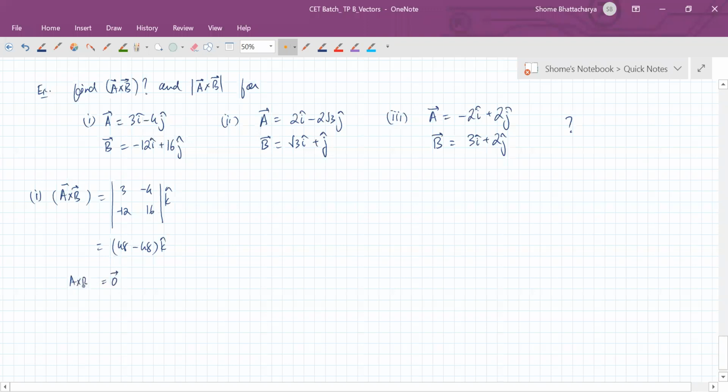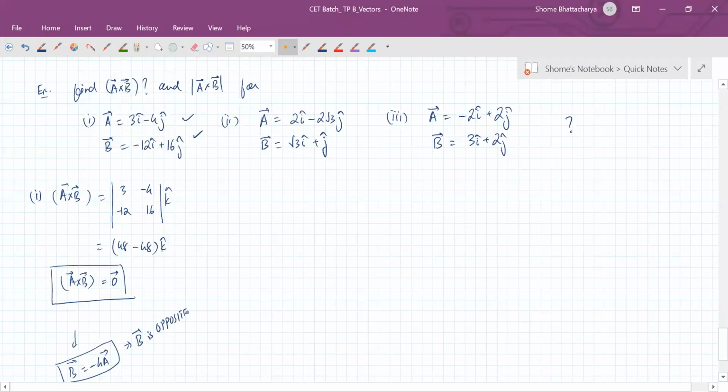And if you pay close attention, this is very easy to understand why it's a null vector. Because if you see this and this, you can see that the vector B is minus 4 times the vector A. That means B is opposite or anti-parallel. If A is a vector like this, then B is a vector like this. So obviously the angle between them is 180 degrees and the cross product is 0. So it's not surprising that we are getting the cross product as 0.